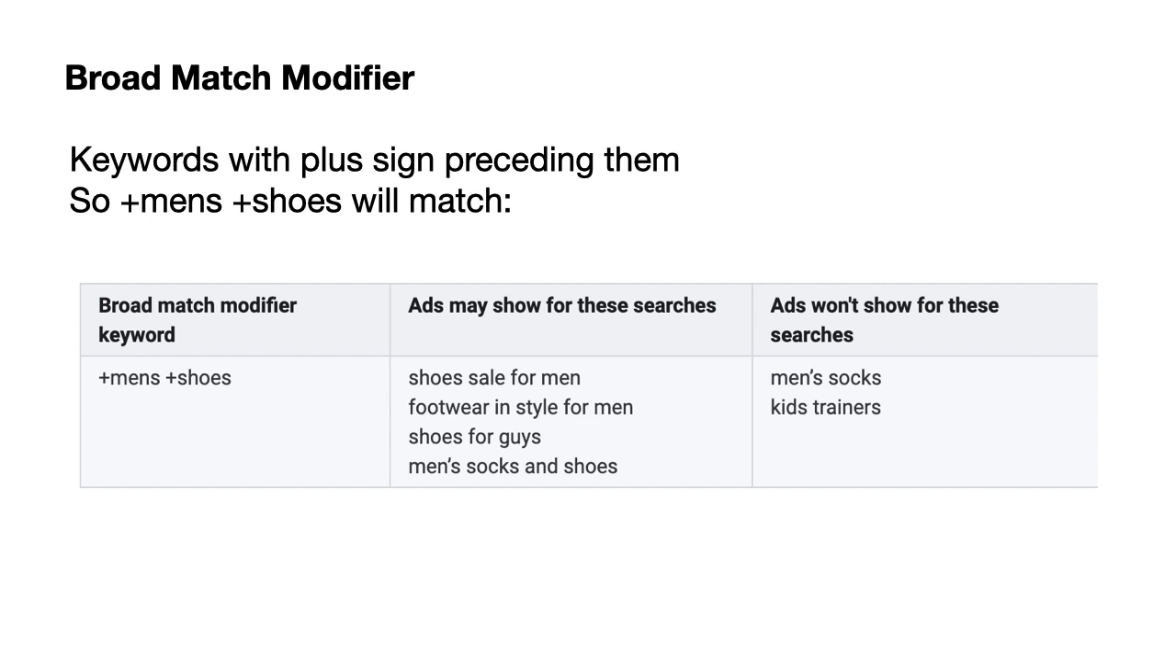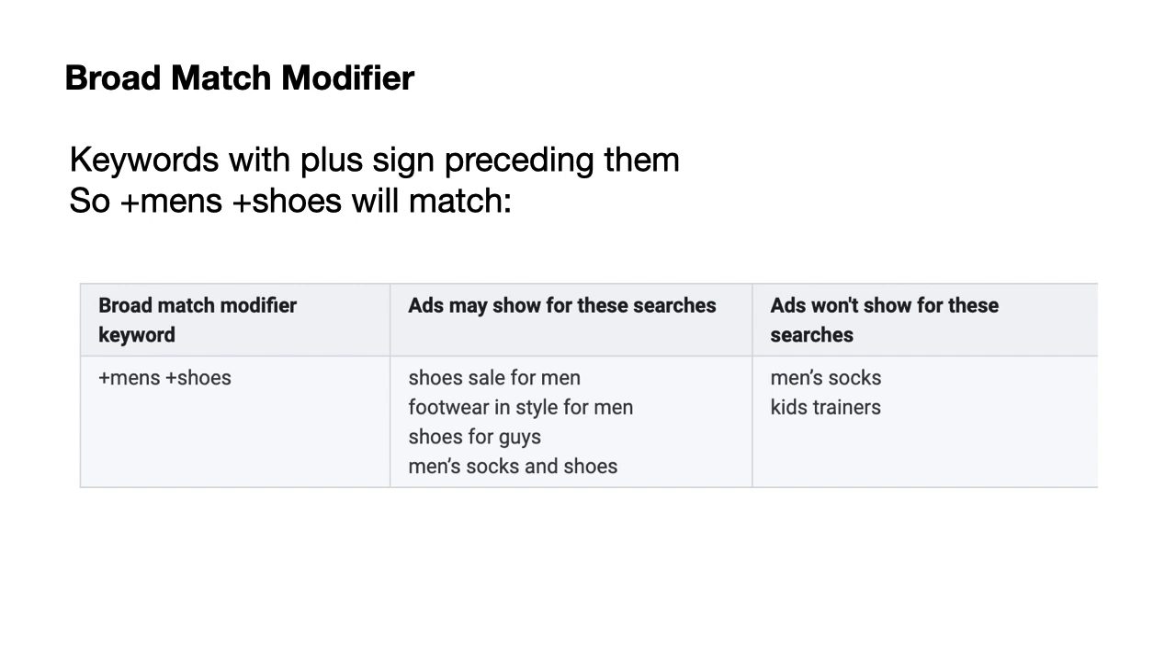We also have broad match modifier on Google Ads. Now, as I mentioned at the start of the lesson, this really sits between broad match and phrase match. In broad match modifier, we put a plus sign before a word. So for example, plus men's plus shoes means that we are going to be matching men's and shoes with a plus sign in front of each. So this could match shoe sale for men, footwear in style for men, shoes for guys, and men's socks and shoes. So you can see this is a little bit more precise.